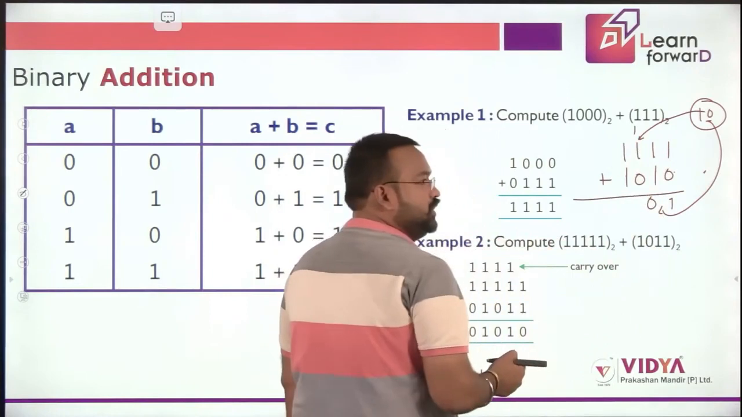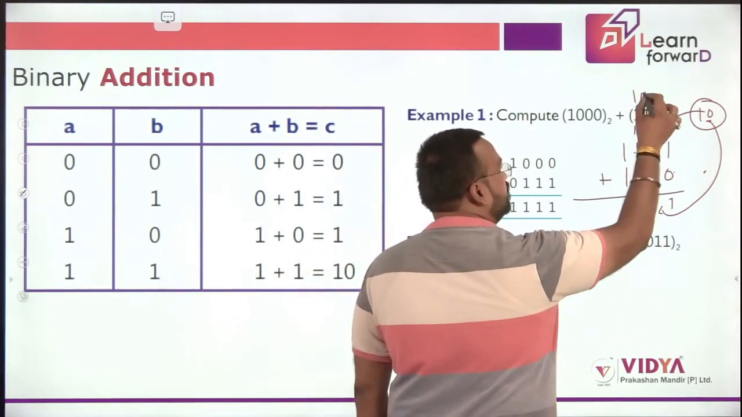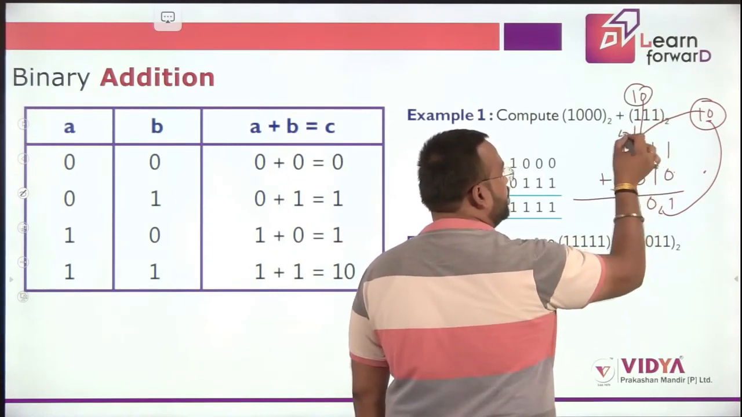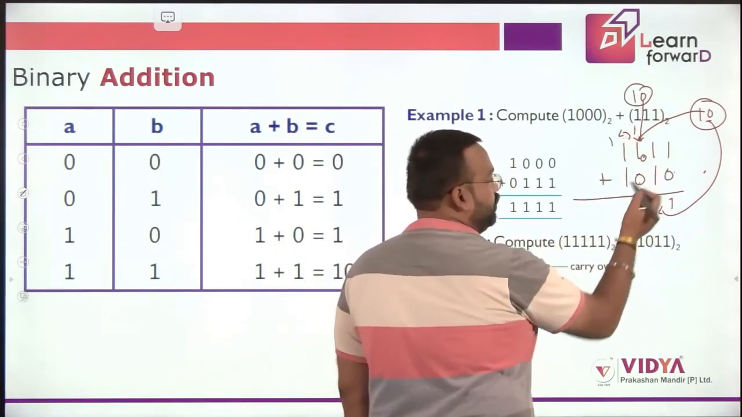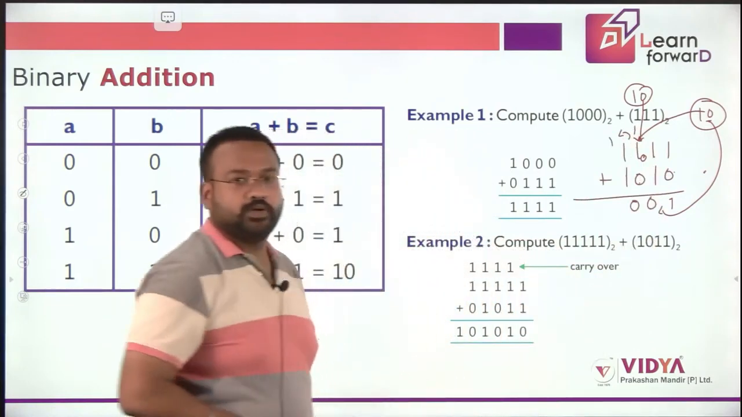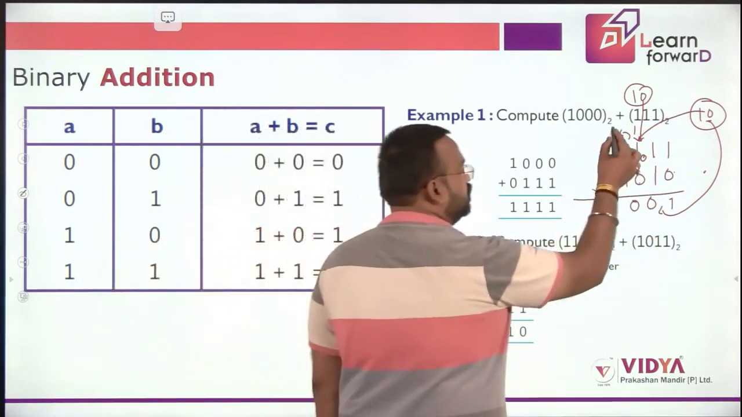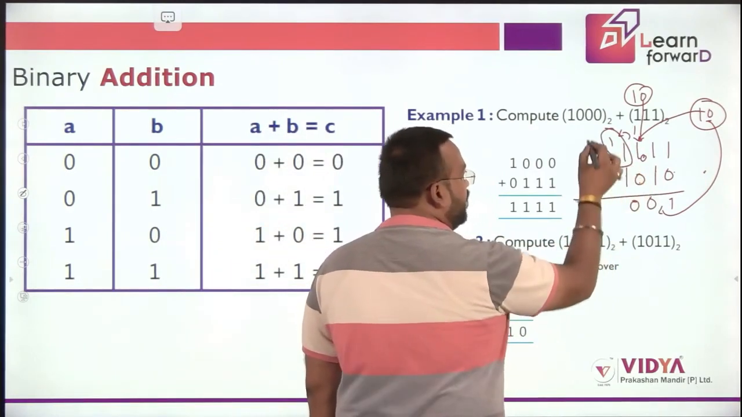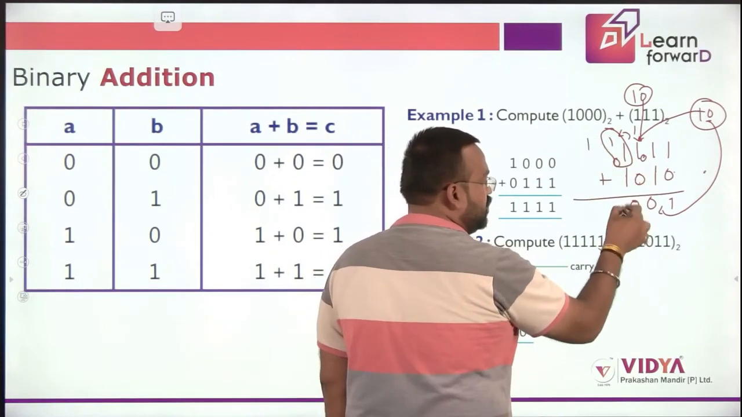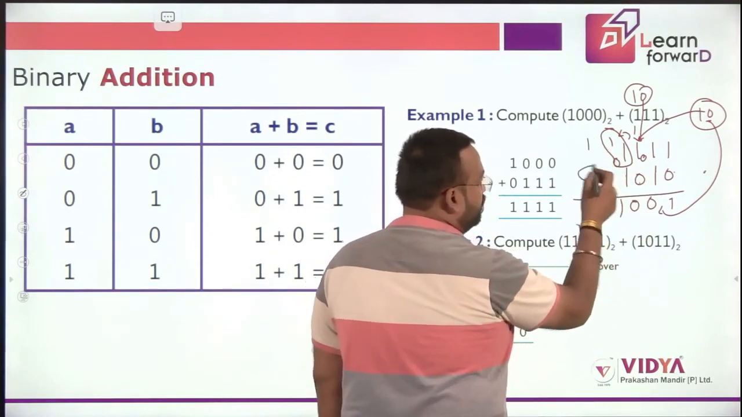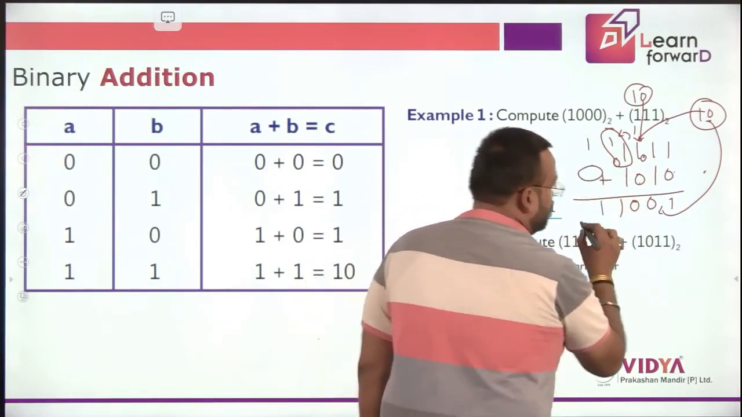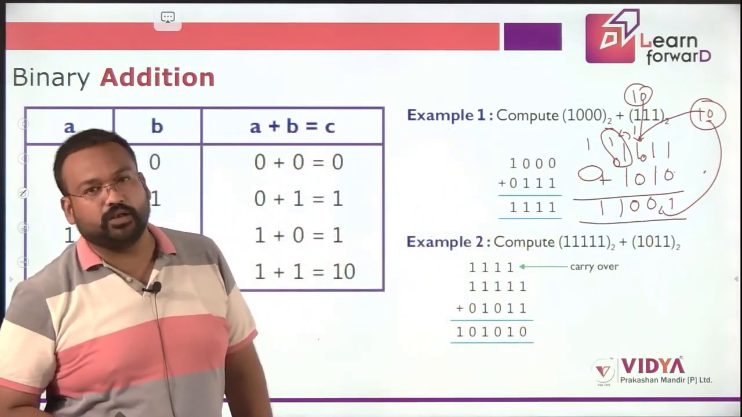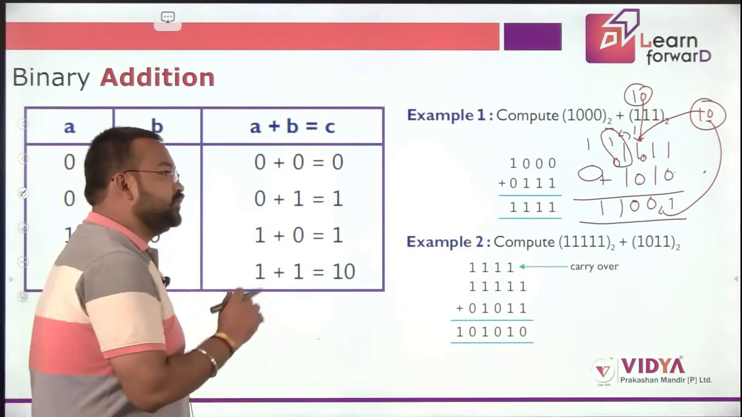Now 1 plus 1, again 10. That means 0 would be over here and 1 would be carry, that is over here. 0 plus 0 would become 0. Now these two numbers, 1 plus 1, again 10, that is 0 would be here and 1 would be here. 0 plus 1, 1, and there is nothing below the 1, so that means 1. So the sum of these two numbers would be 11001. I hope this is clear to you all.